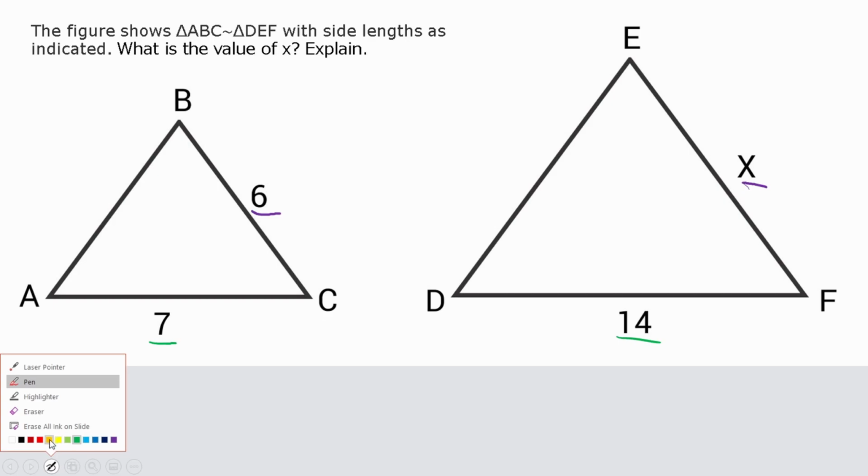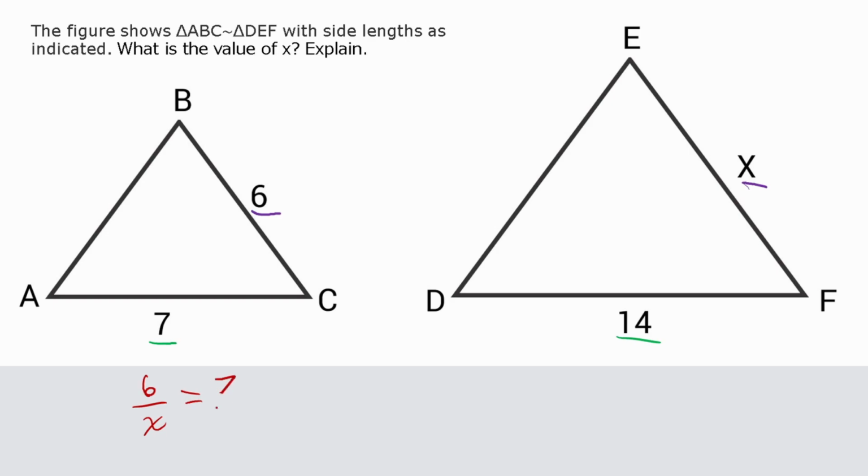Now, some of you might notice that 14 is double 7. So you could just say that x is 12 because that's double 6. But if you want to really make sure, and one way to show it is by showing your work, because it does say explain here. So you could just set up the ratios like we've been doing. I'm going to say 6 over x, because they're corresponding, and then 7 over 14. And remember, 6 and 7 are going to be up top because they're in the same triangle. x and 14 will be down below because they're in the same triangle.